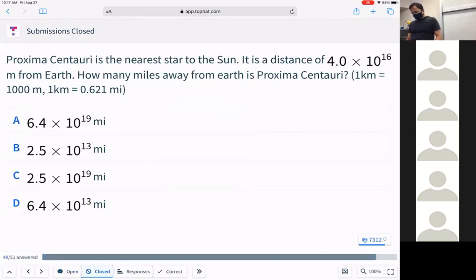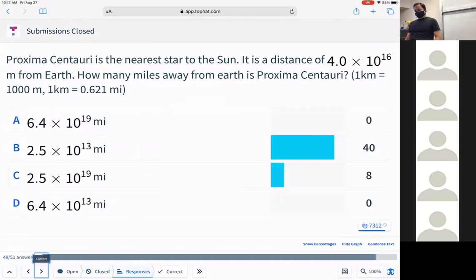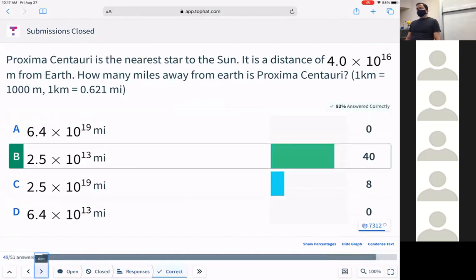Okay, let's see what we got. Do you want to announce your answer? Take that as a no. I was going to ask you if you wanted to announce your answer. Did you get B? Okay, all right. B is in fact the correct answer. Some of you got C. Well, I wonder where that is coming from. It's a factor of 10 to the 6.